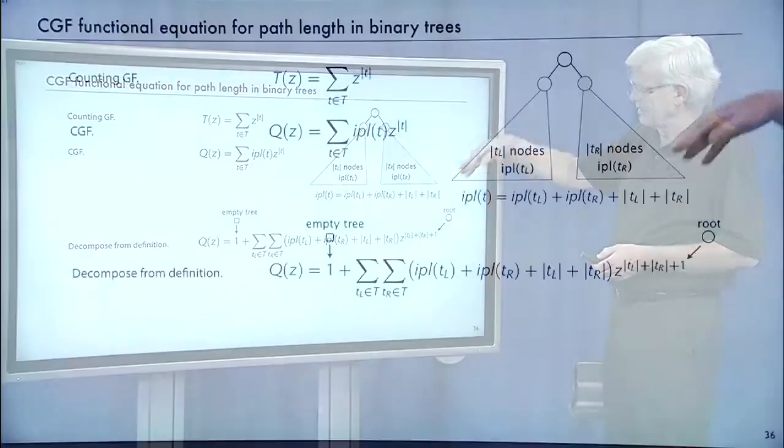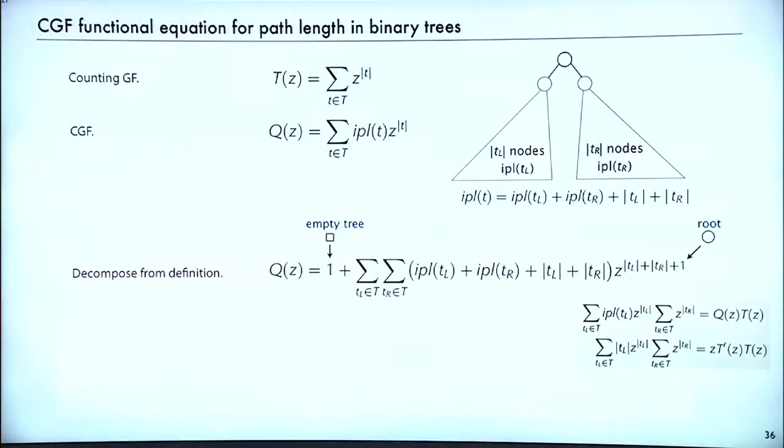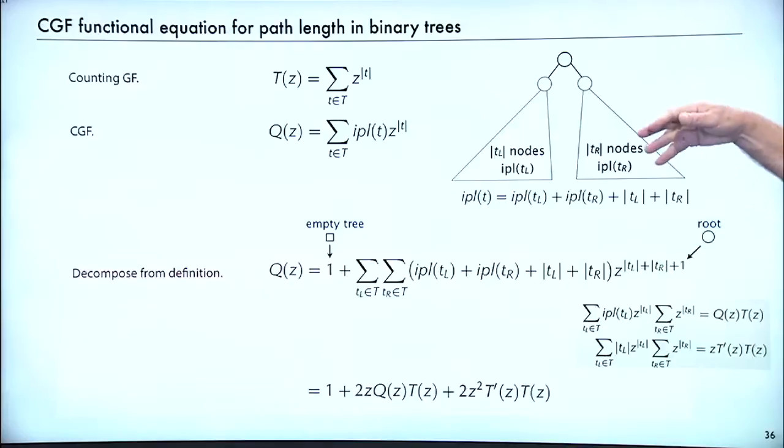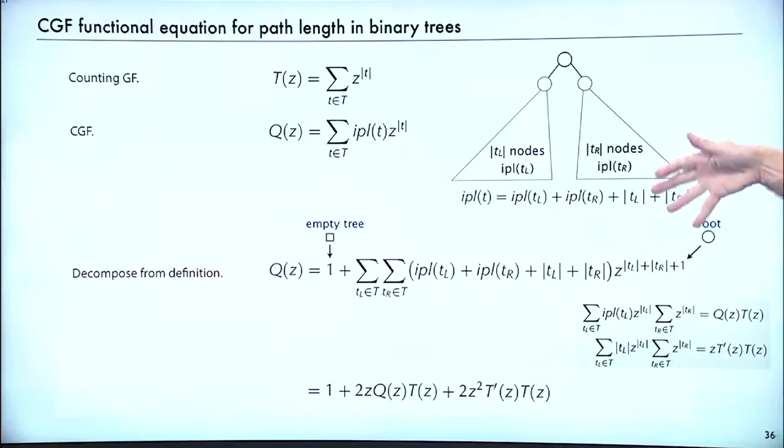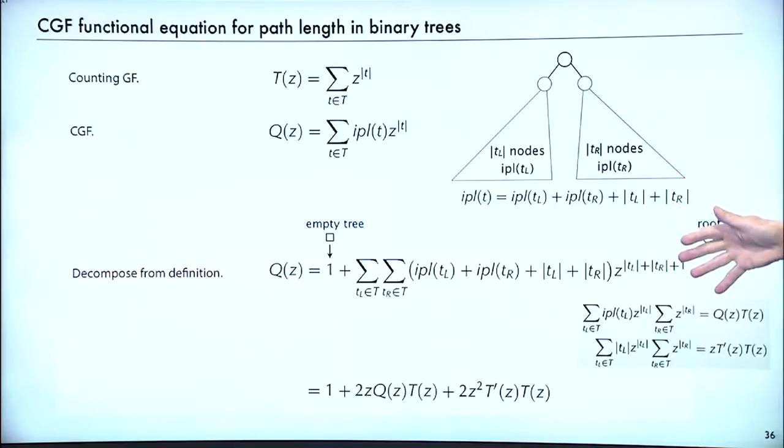In that decomposition, or looking the other way, that construction, now we can rearrange terms. And you can see, for example, that IPL of TL times Z to the size of TL times Z to the size of TR, that's Q of Z, T of Z. So that's one of the terms that we find in there. And the other ones where these TLs come into effect, we get T prime of Z, T of Z. This formula has those four terms, and using these two equations, it immediately reduces to that simple equation relating the counting generating function and the cumulative generating function. A recursive equation that relates those two generating functions.